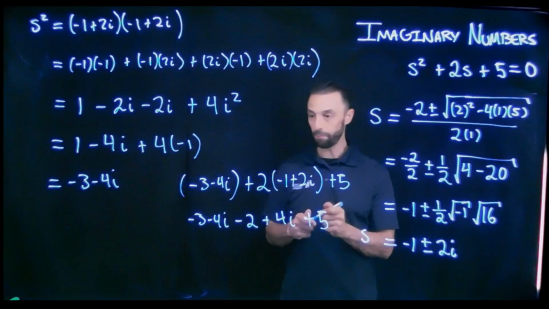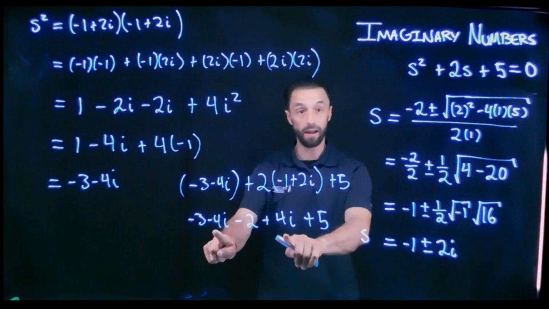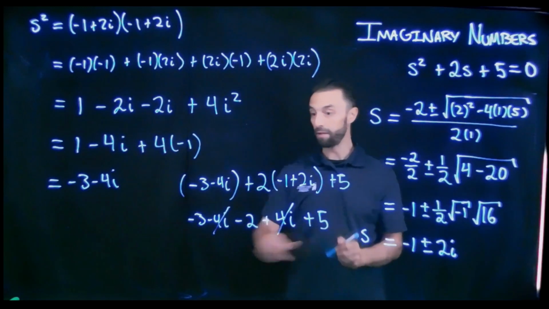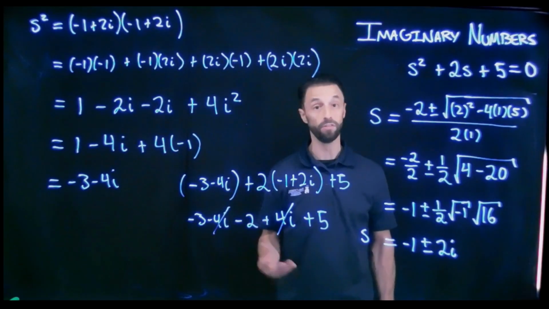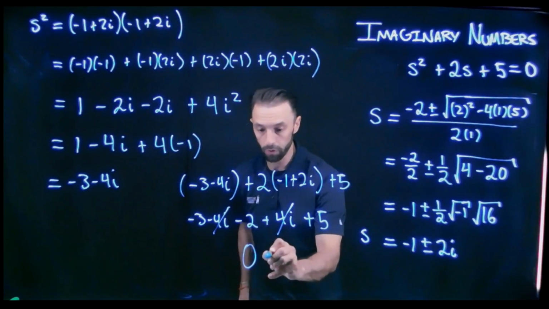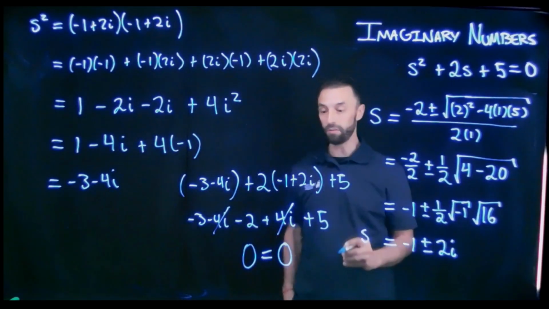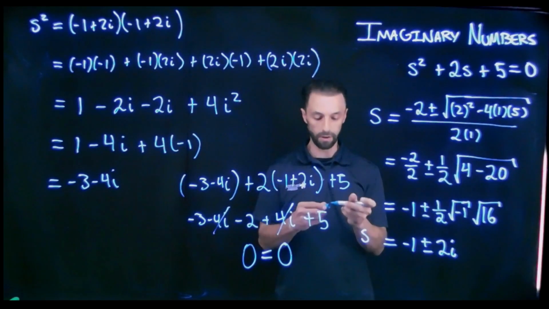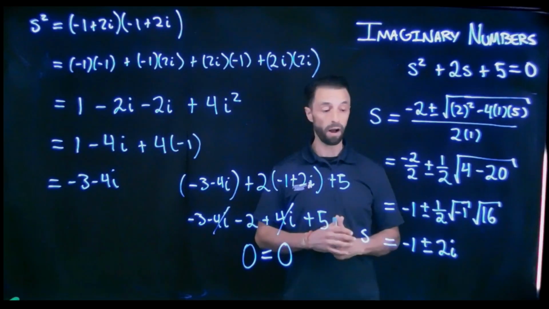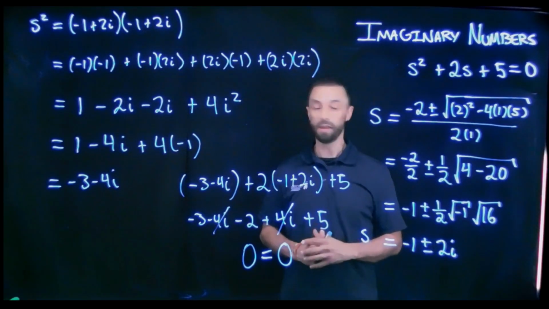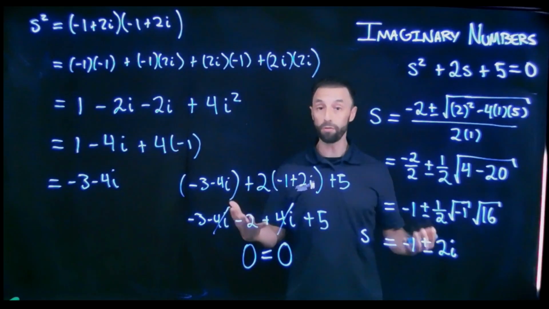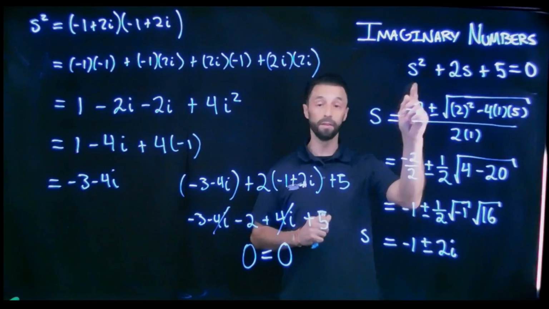So now we see that we have negative 4i and positive 4i, so those parts will cancel. And then we have negative 3 minus 2, which is negative 5, and then when we add 5, this does in fact equal 0. So we get 0 equals 0, meaning this equation is in fact solved with the correct value of s. In the homework problem, you will test the other solution, negative 1 minus 2i, to make sure you get the exact same thing, because both values of s are solutions to this equation.